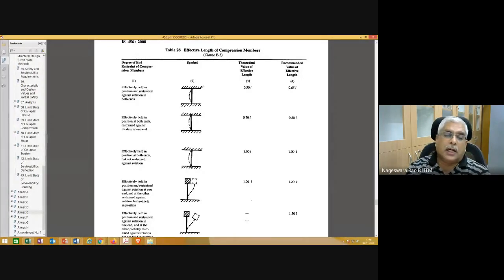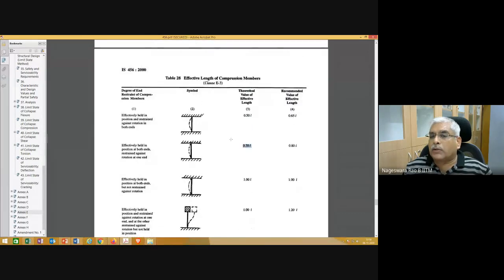These effective lengths you must have seen as a part of your mechanics of materials or structural analysis course. Depending on the end conditions of the column, effective lengths for different end conditions are given here. As a part of your mechanics of materials or structural analysis, you must have noted the theoretical value of effective length of this column.